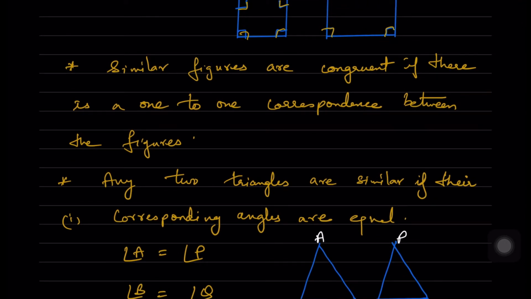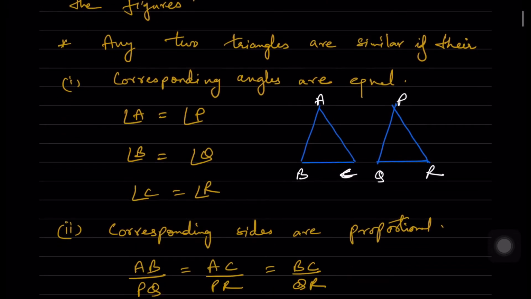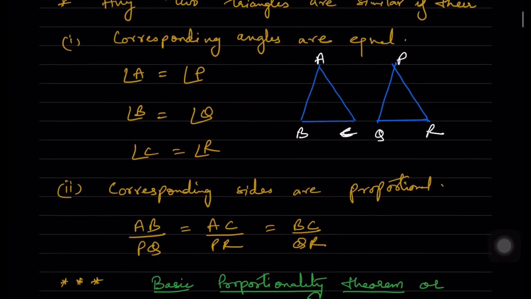That is, one angle is equal to the other. What is that? We'll just see. Any two triangles are similar if their corresponding angles are equal. Corresponding angles are what? Angle A is equal to angle P, angle B is equal to angle Q, angle C is equal to angle R. These are called corresponding angles.